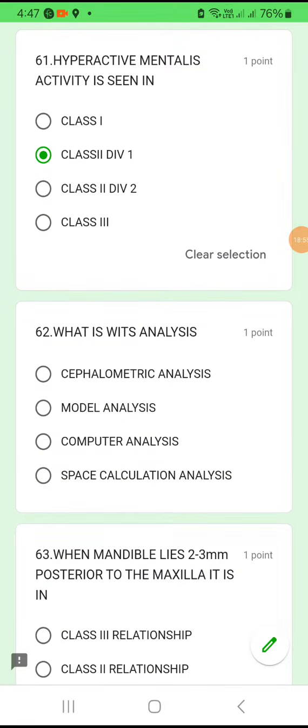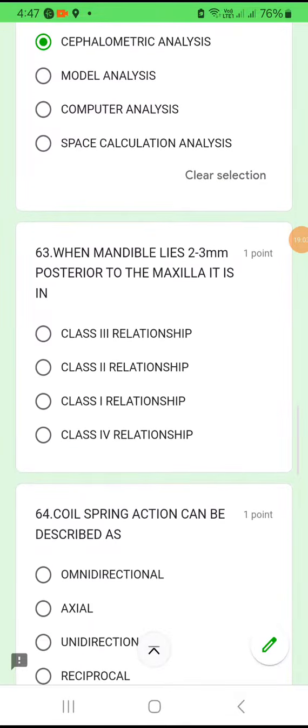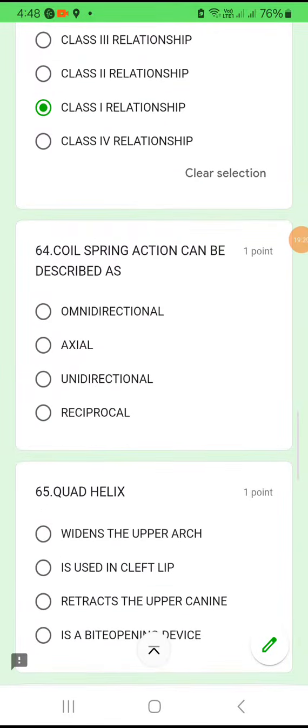What is WITS analysis? Cephalometric analysis, model analysis, computer analysis, or space calculation analysis? It is a cephalometric analysis. Okay, WITS analysis. Question number 63. When the mandible lies 2 to 3 mm posterior to the maxilla, it is a class 1 relationship, isn't it? There is no much greater increase in size. So, when the mandible lies 2 to 3 mm posterior, it is normal. It is a class 1 relationship.